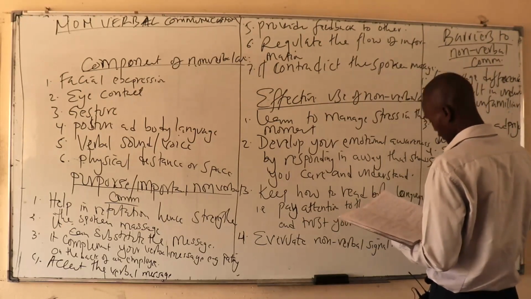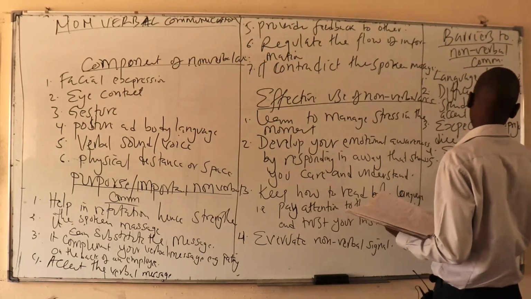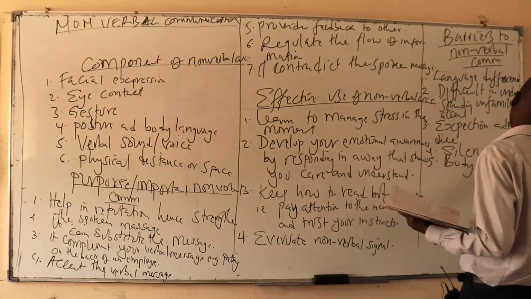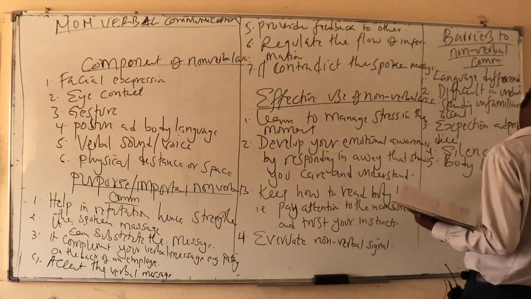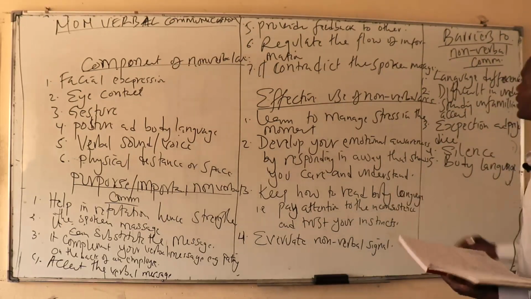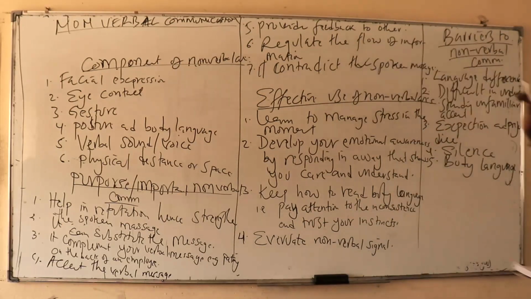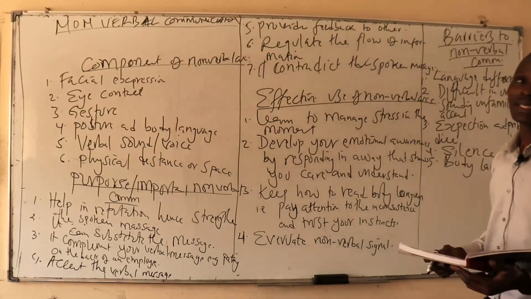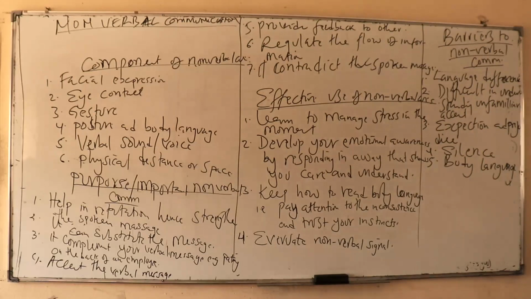Number 5, body language. Because of the purpose of nonverbal communication, we said it can contradict the spoken word. So what the body might be doing is not what the person might be speaking. That's why it becomes a barrier.